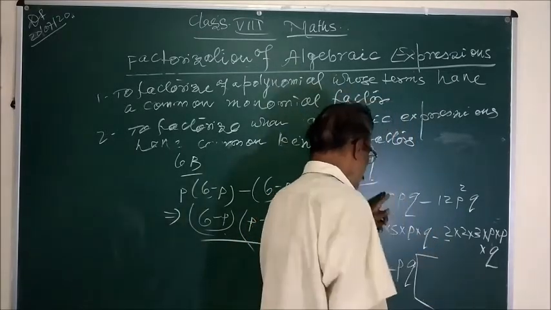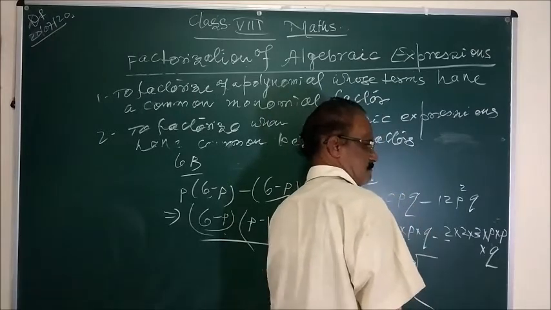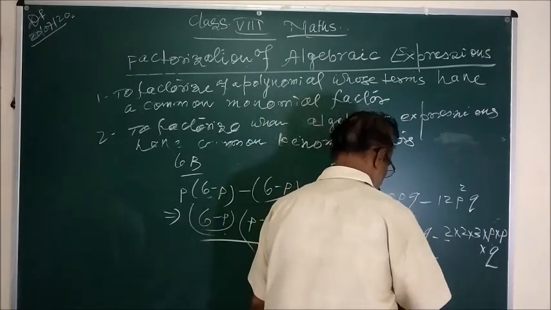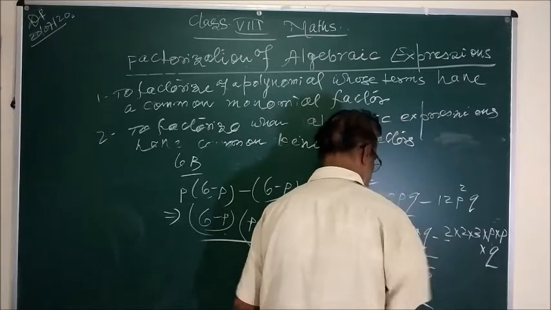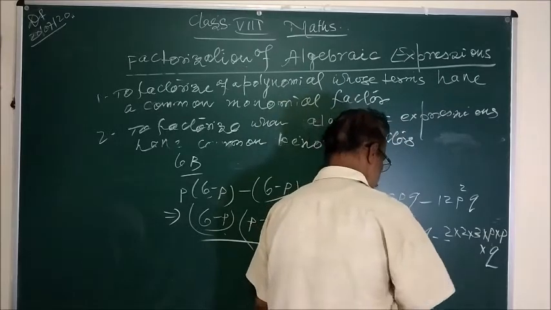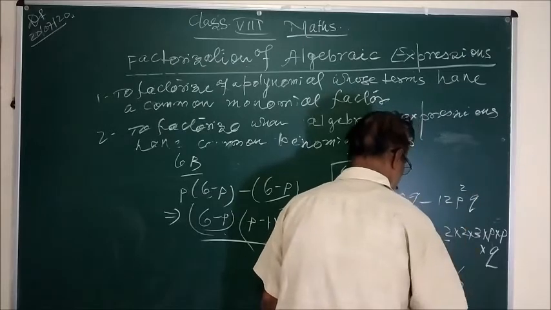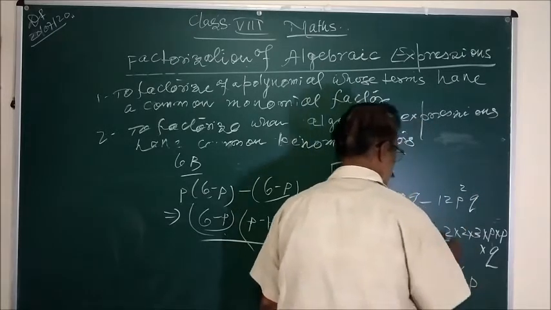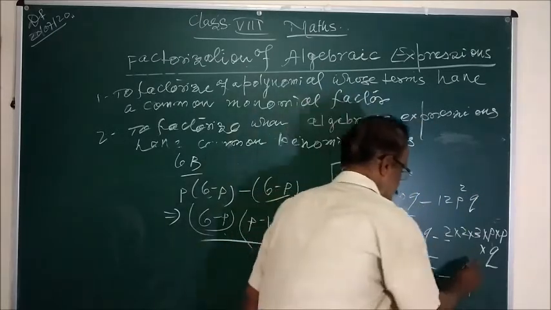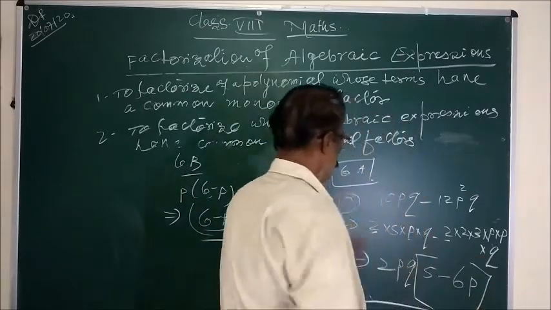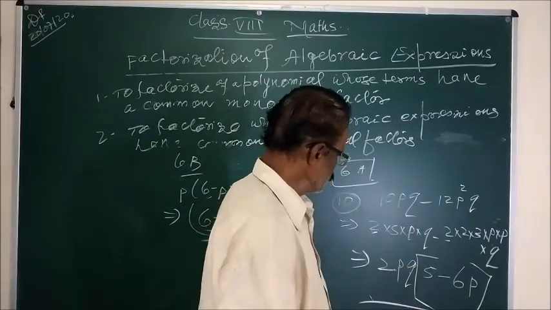And now you divide each term by the common. So 2 into 2 divides 5 by 5, pq by pq. And this will be 6p square, so 1p and q will be common. So this is the factorization of this given polynomial.